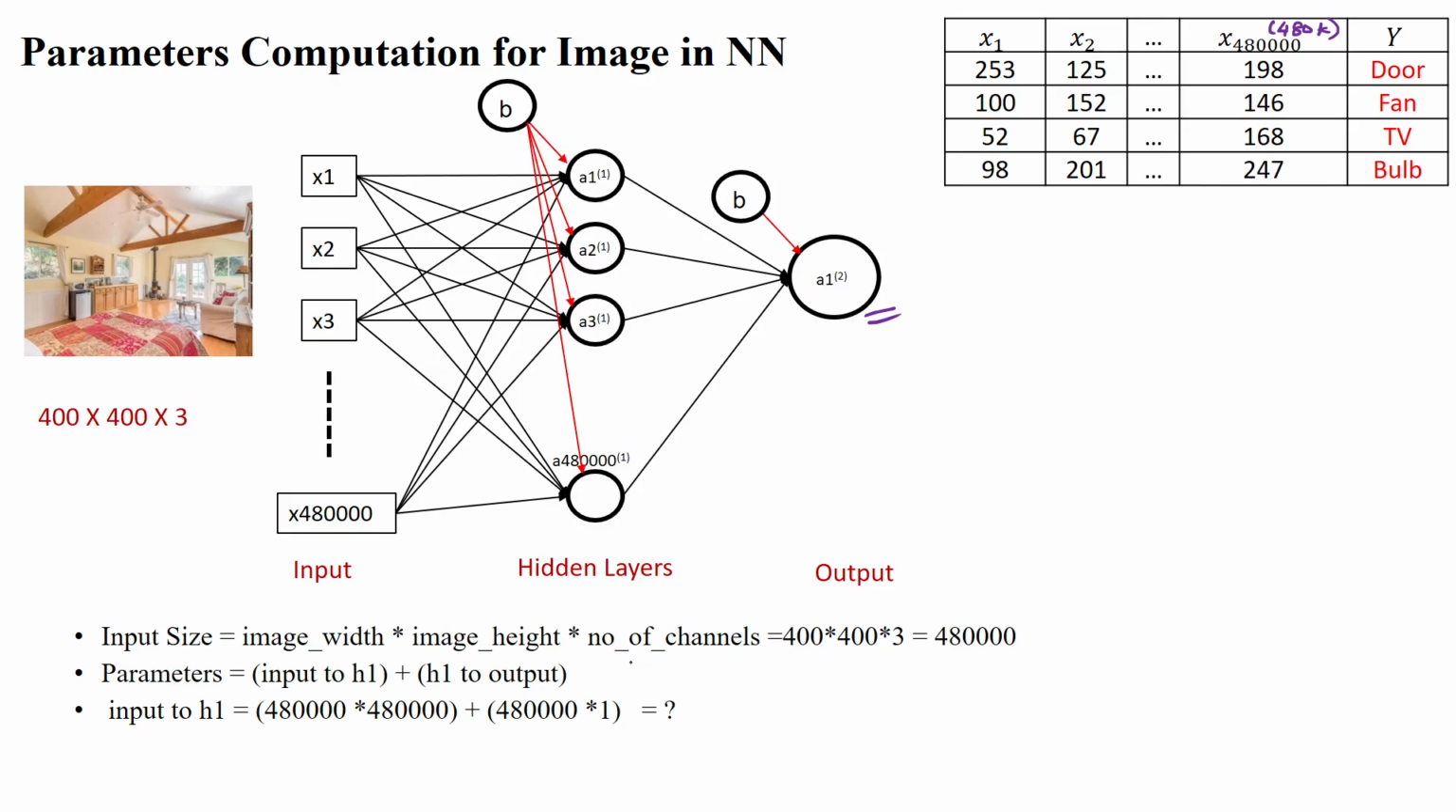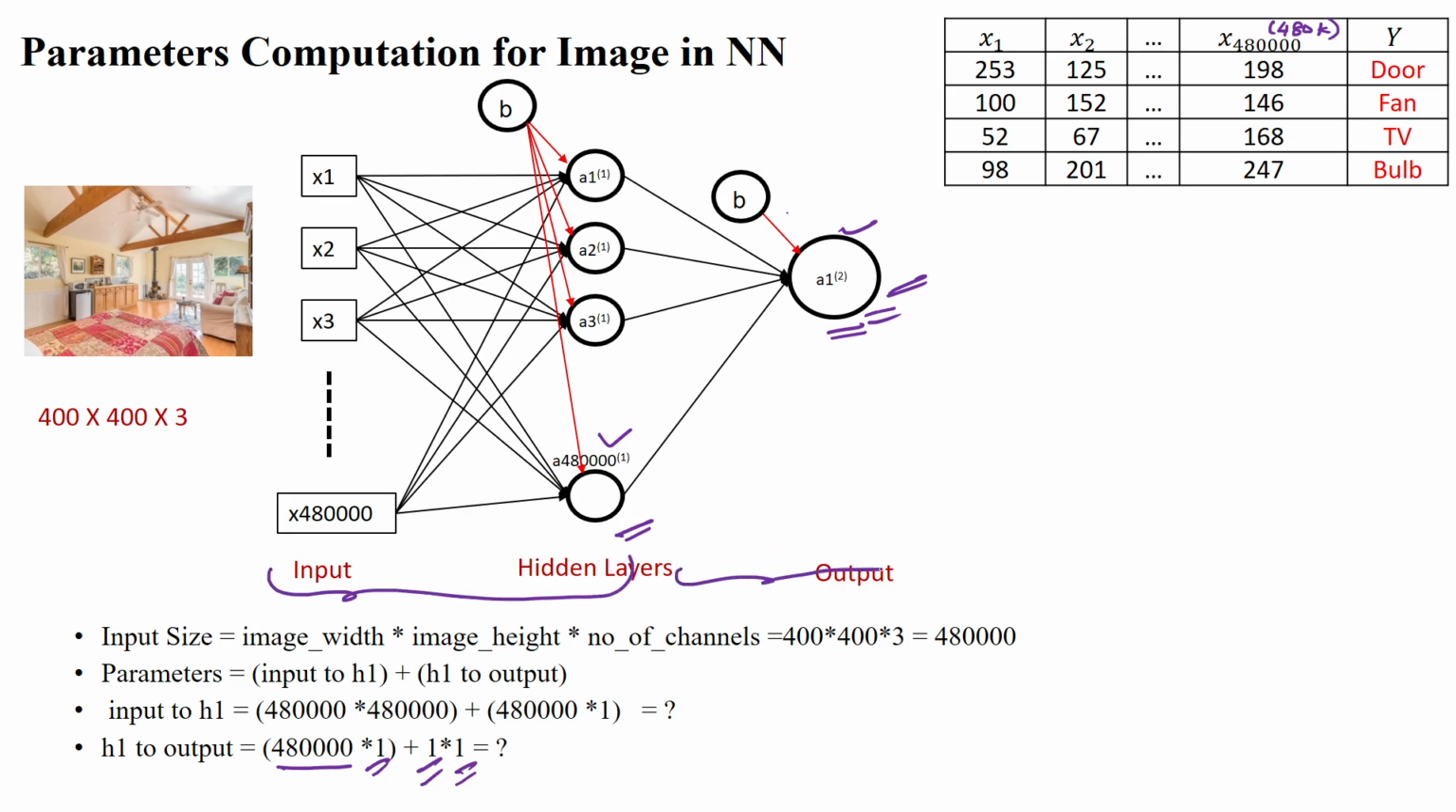Here again the number of neurons in the hidden layer is 480k, multiplied by the number of neurons in the output layer, which is 1, added with the number of bias parameters needed for this output neuron, which is 1. So we have calculated this. After this we have to add the number of parameters needed between the input and hidden layer, and the number of parameters calculated between the hidden layer and output layer.